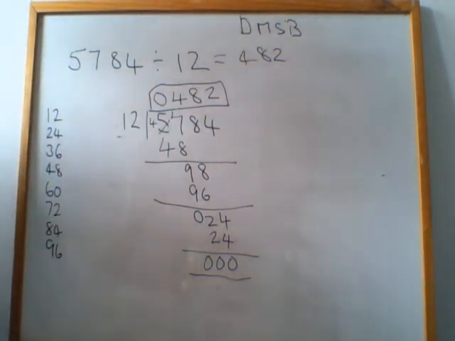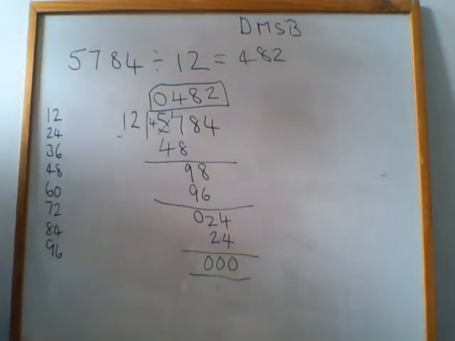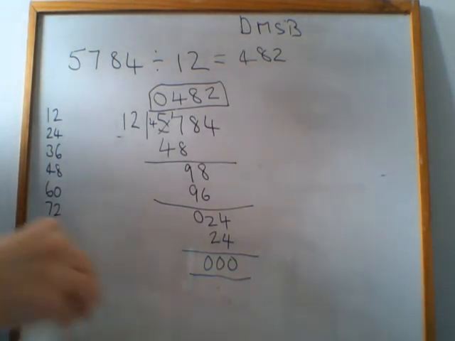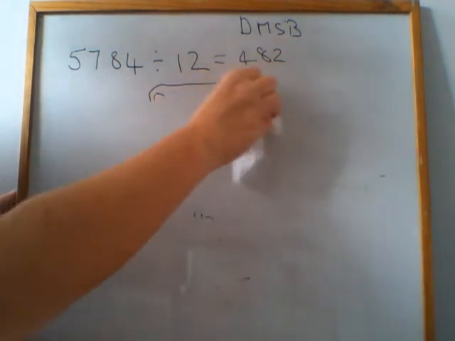If you wanted to check that answer, if you had a little bit of time left at the end of a test, you could do 482 times 12, and if you got 5784, you would know you were absolutely correct. So the answer for that question is 482. Number 10, 33 times 1 1/3.